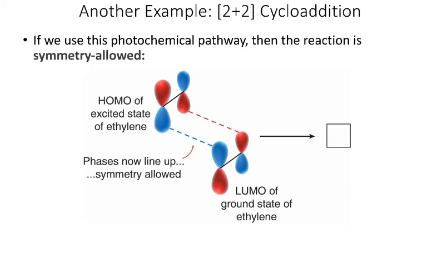Now, this photochemical pathway was not necessary in the case of the Diels-Alder 4+2 cycloaddition, because the HOMO and the LUMO of the diene and the dienophile already had the correct orbital symmetry.